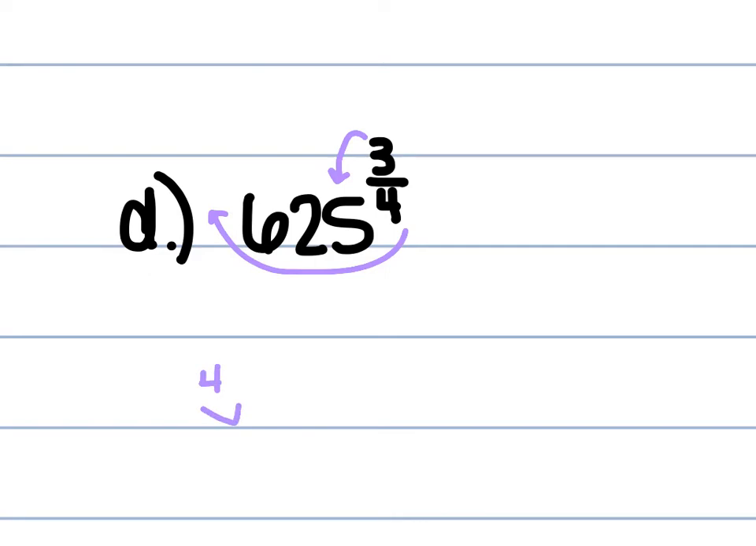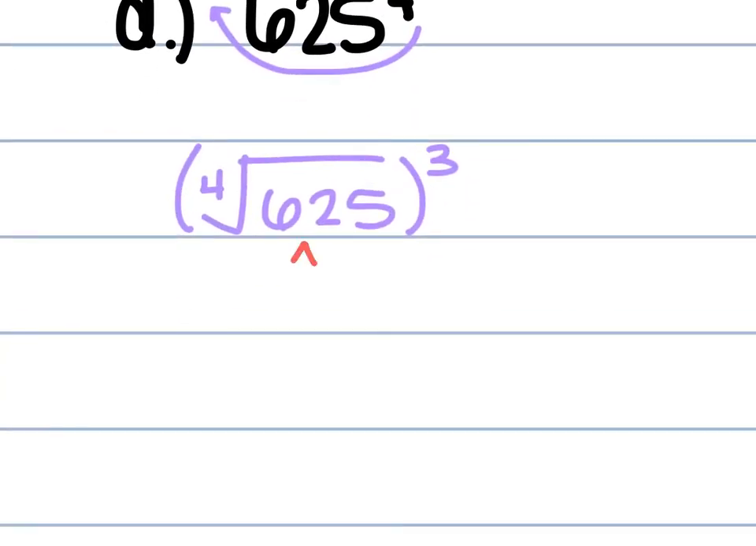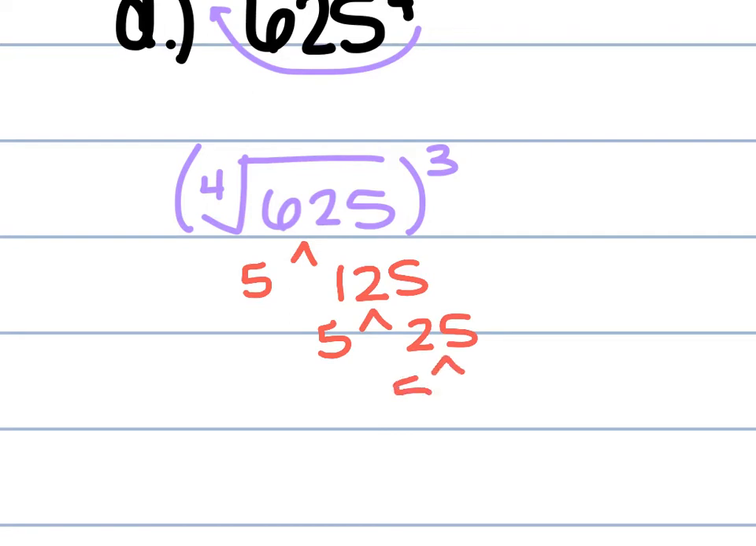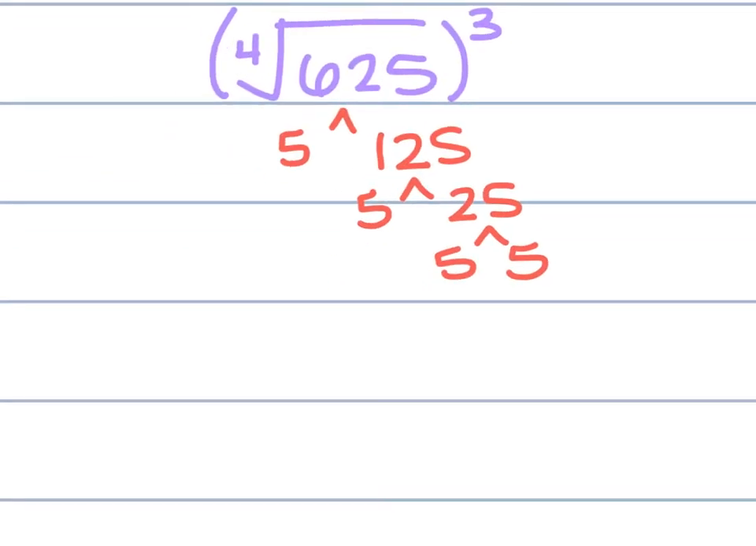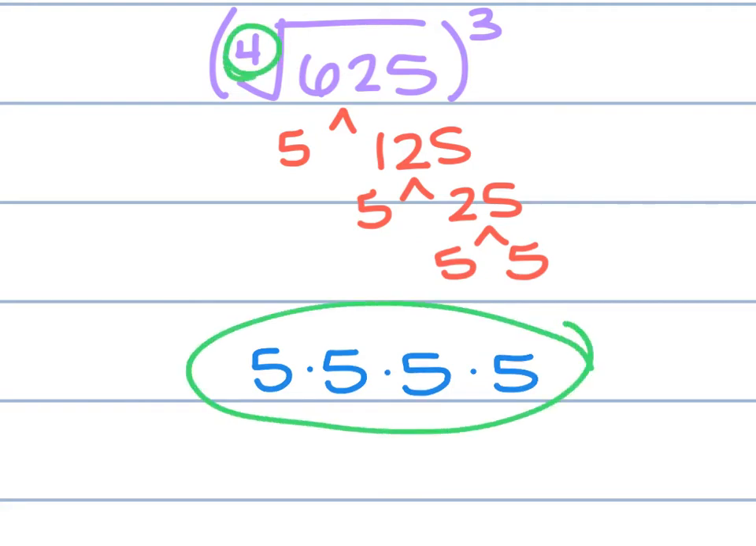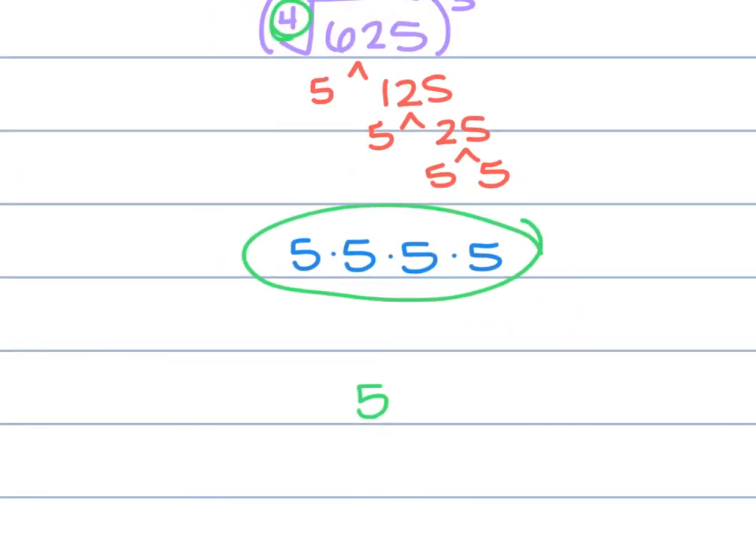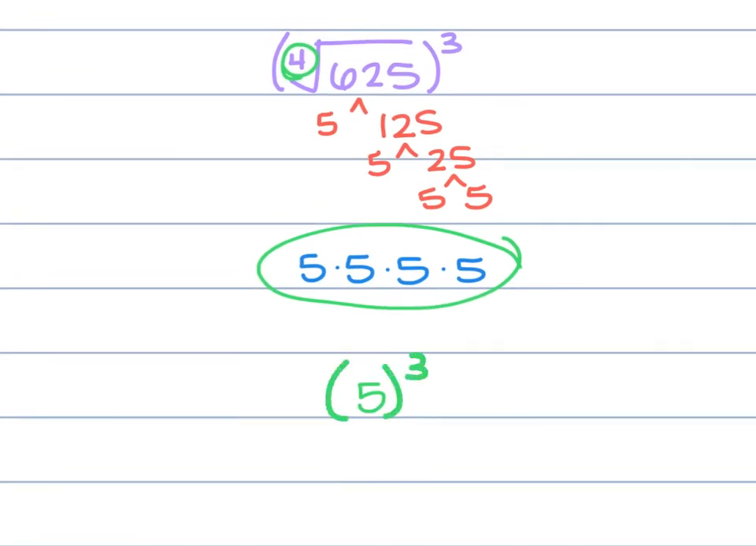So we're going to do the 4th root of 625 raised to the 3rd power. So the 4th root of 625, we know that 625 is 5 times 125, and 125 is 5 times 25, and 25 is 5 times 5. So this is now 5 times 5 times 5 times 5. We're looking for a group of 4. We have a group of 4, so we're going to pull 1 out of it, and then we're going to raise it to the 3rd power. 5 cubed is 125.